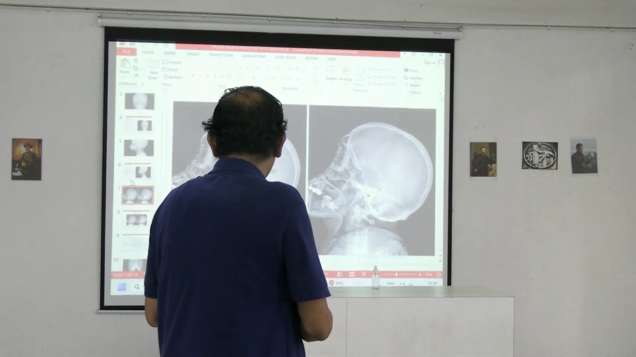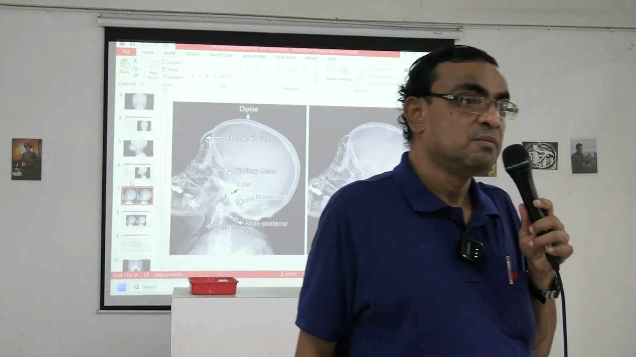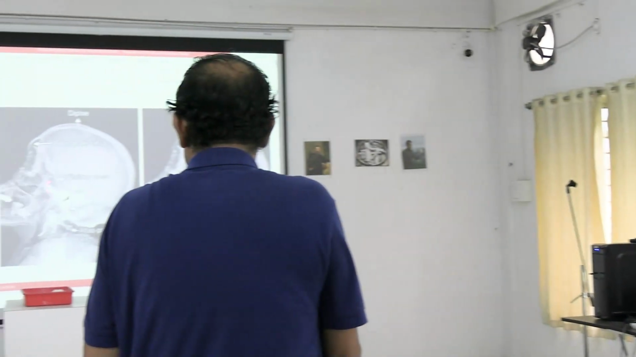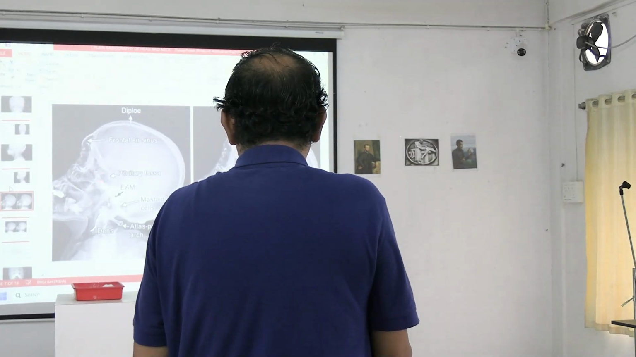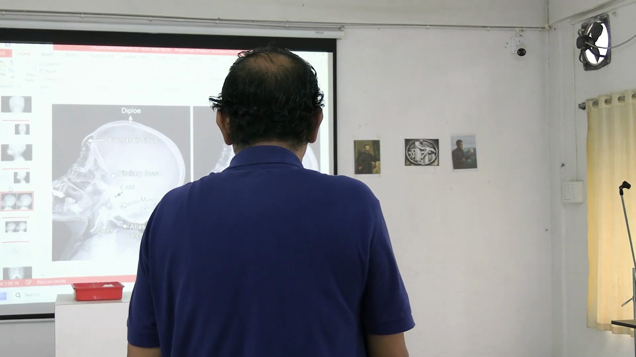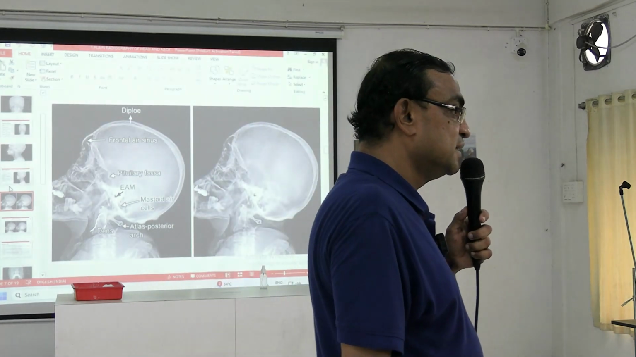We can get the pituitary fossa, and here we are getting again a black shadow within the body of the sphenoid. So that is nothing but the sphenoidal air sinus. And in front we can get the ethmoidal air sinuses, and this is nothing but the maxillary air sinus.